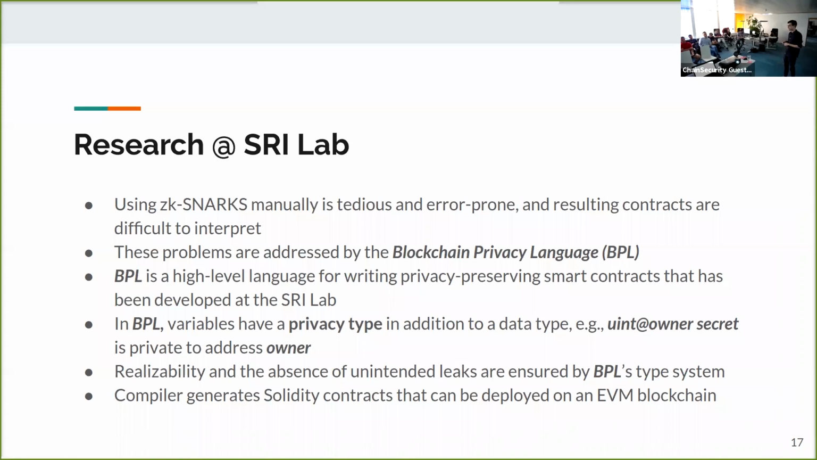Lastly, you can write contracts in BPL, and we have a compiler which will then compile this to normal Solidity code, which you can deploy on an EVM blockchain. So this is just a high-level view on research we've been doing at the SRI Lab.